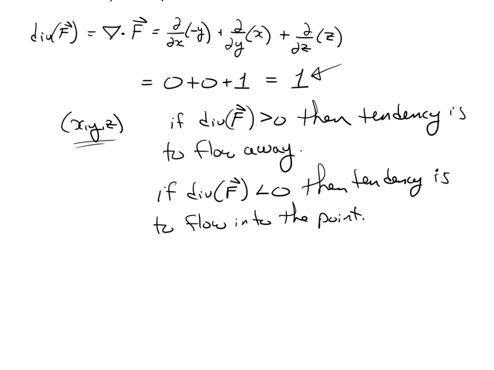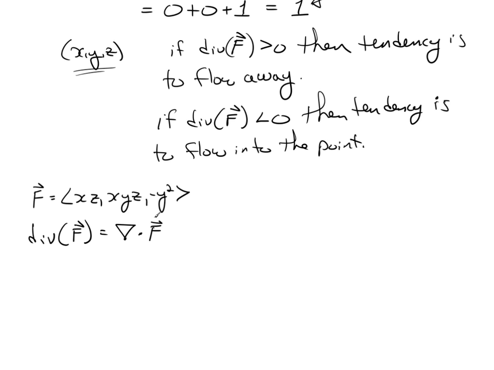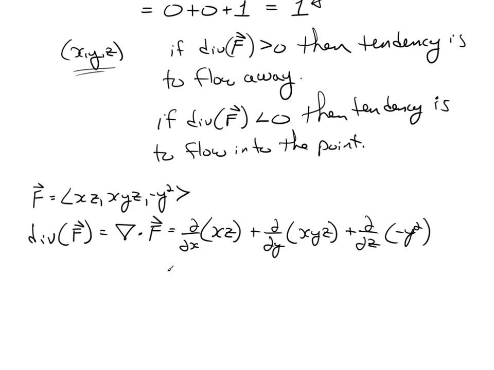So let's take a look at another quick example. Let's go ahead and find the divergence if f is being defined as, how about x z, x y z, negative y squared. So the divergence of f equals del dot f, which is the partial with respect to x of xz plus the partial with respect to y of xyz plus the partial with respect to z of negative y squared.